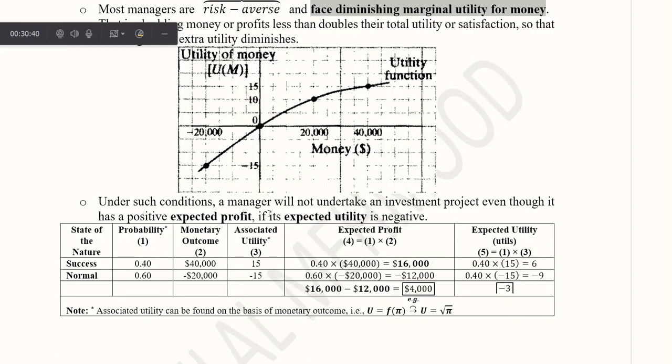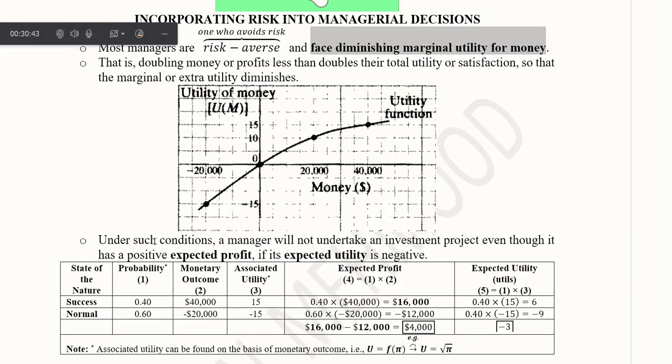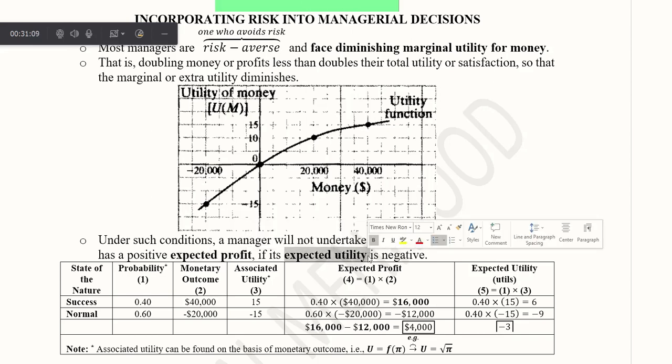So how can we assess this quantitatively? Under such conditions, a manager will not undertake an investment project, even though it has a positive expected profit, if its expected utility is negative. So it means that not every time the expected profit is going to be the determining variable. Instead, the expected utility can also be a determinant, depending upon the nature or the behavior of the individual or the managerial economist towards the risk. That is, the expected utility can be a determining variable.